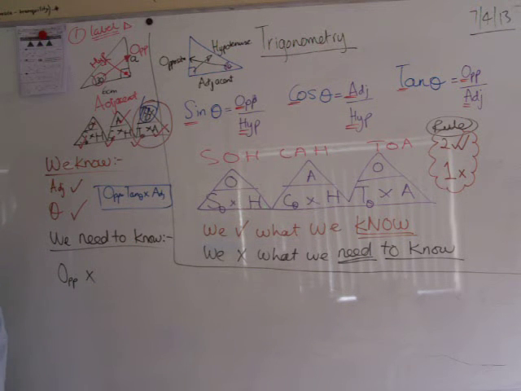So not only have we found the right identity, we have also found exactly how to do the question. So we know where everything goes.